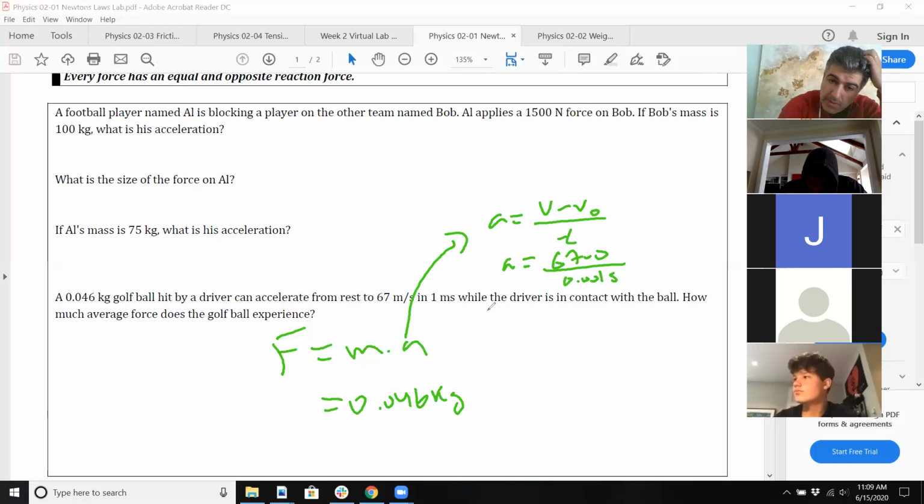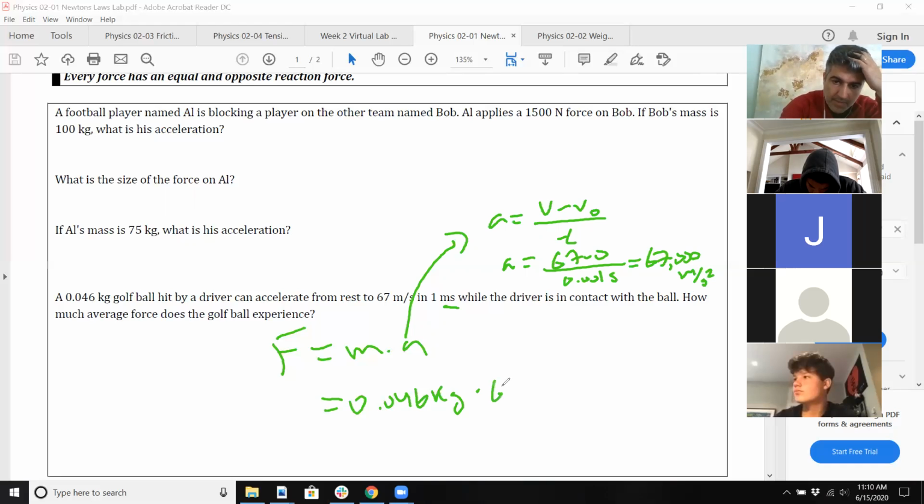So you do have to be mindful of the units. That's why we spent all that time. You can't put 1 down there. You've got to put 0.001. It's milliseconds. So the acceleration is actually going to be 67 divided by 0.001. So it's crazy fast. 67,000 meters per second squared.